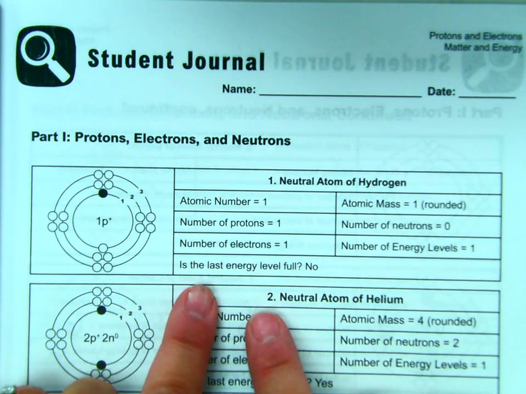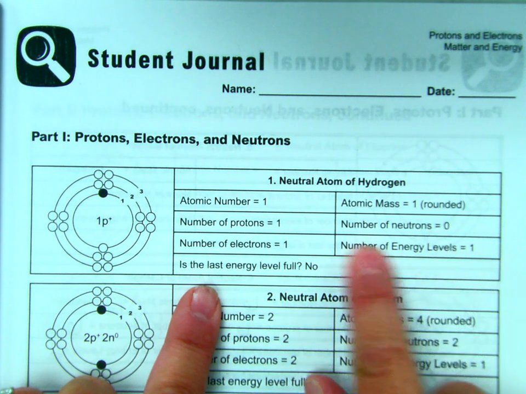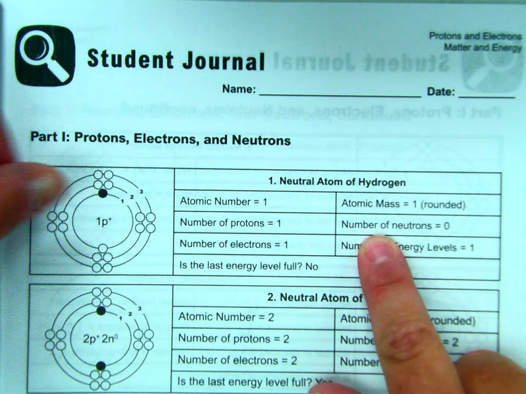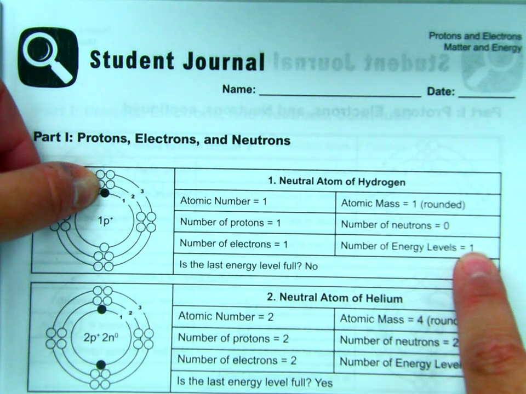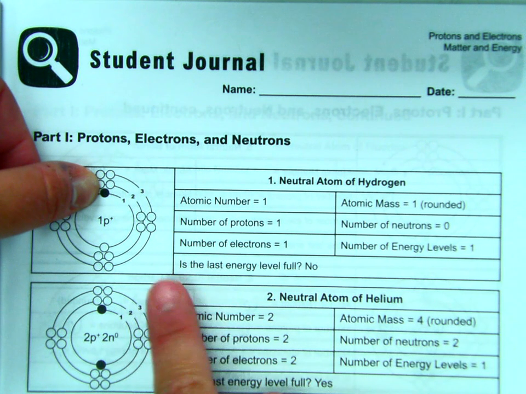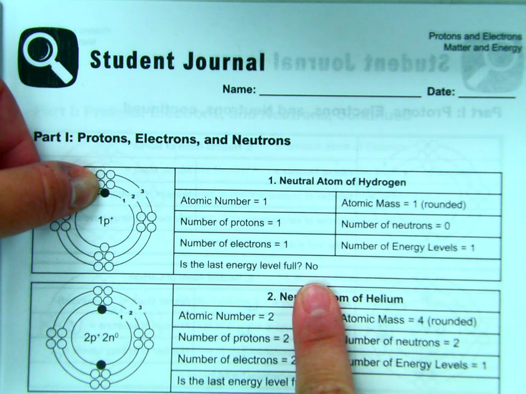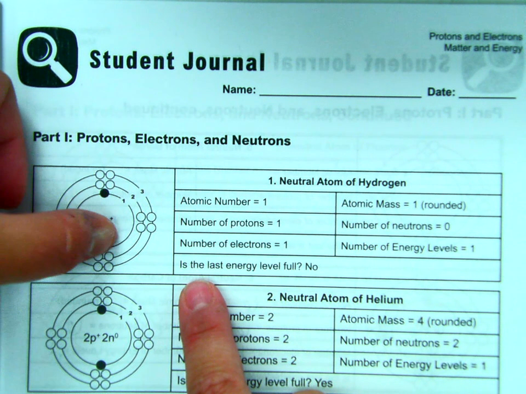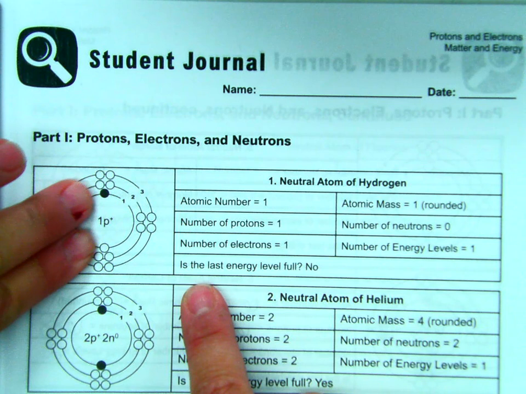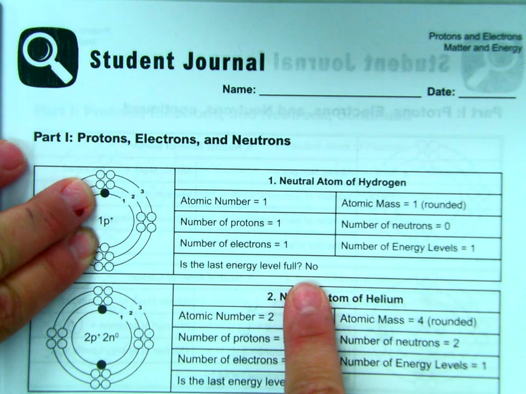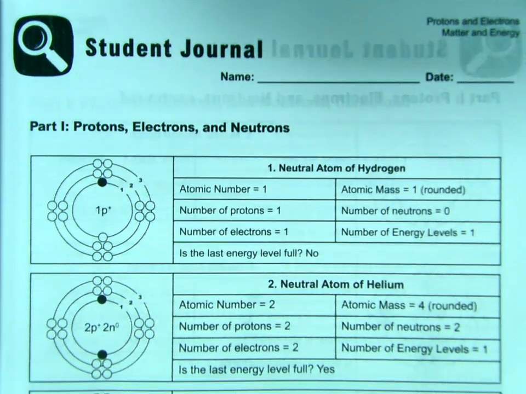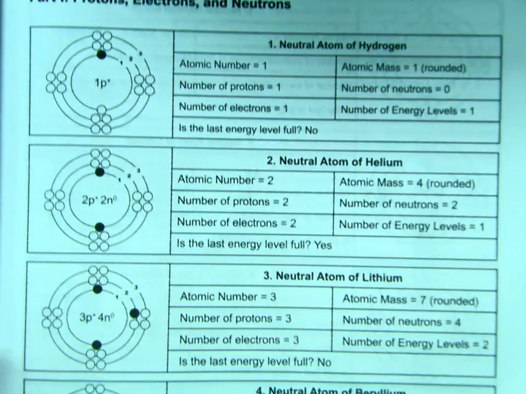Now the last 2 questions are going to ask you, how many energy levels did you use, is what this one's saying. So number of energy levels, meaning which ones did you color on? So you only colored on energy level 1. So you write a 1. Then it says, is this energy level full? Or excuse me, is the last energy level full? What that means is the last one you colored on, is it completely full? Did you color all the dots? And in this case, we see we only colored 1, so no, we did not fill it up. So let's move on to the next ones.